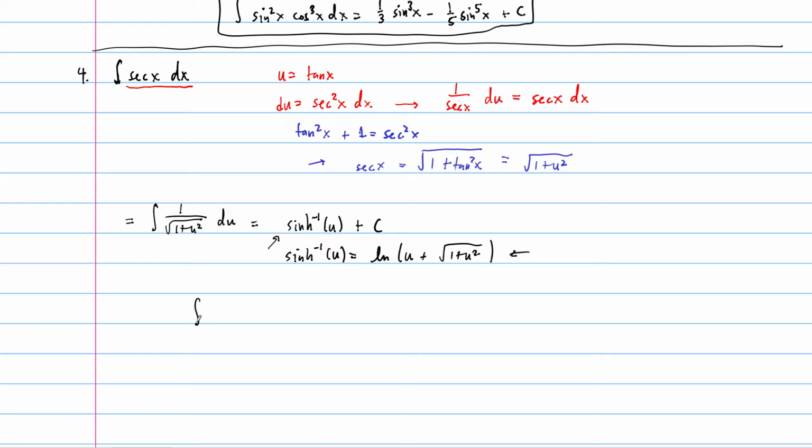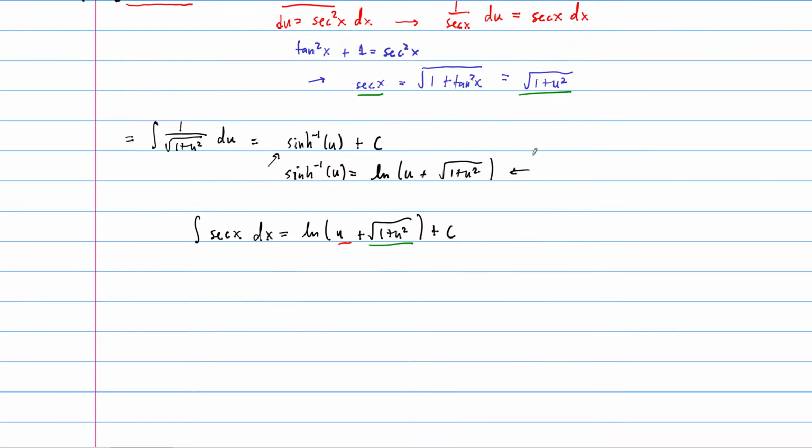And so what we end up with now is the integral of secant of x dx is equal to this natural log of, I'll write it in 2 steps, so u plus the square root of 1 plus u squared plus c. And we just need to plug in. Well, what's u? u is tangent. What's the square root of 1 plus u squared? Oh, that's secant, right? And so at the end of the day, what we end up with is that the integral of secant x dx is equal to the natural log of, I'm going to switch the order here, secant x plus tangent of x plus c.